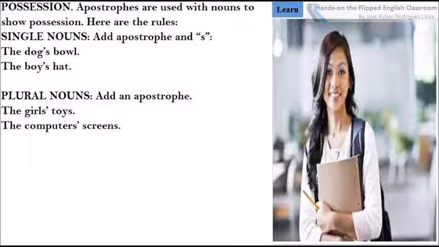Possession. Apostrophes are used with nouns to show possession. Here are the rules: single nouns, add apostrophe and s. The dog's bowl. The boy's hat. Plural nouns, add an apostrophe. The girls' toys. The computers' screens.